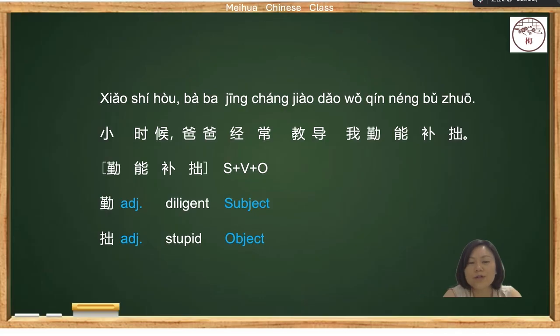Now, you may have already guessed about what we are going to learn in today's class. I'm going to share all the important differences between Chinese words and English words, especially the roles the words take in the sentence. So stay tuned.